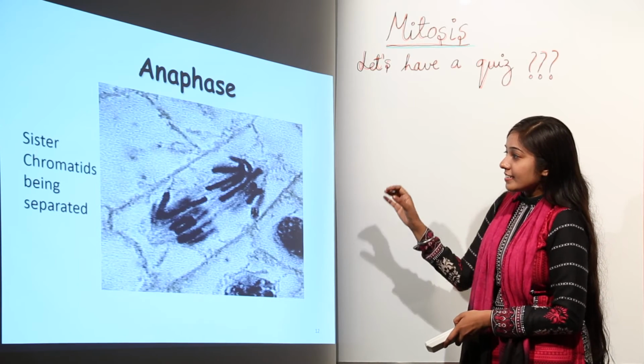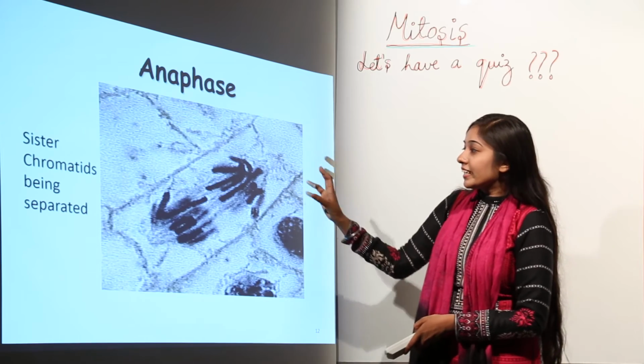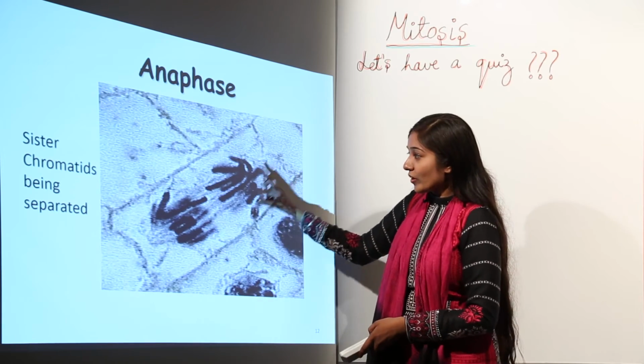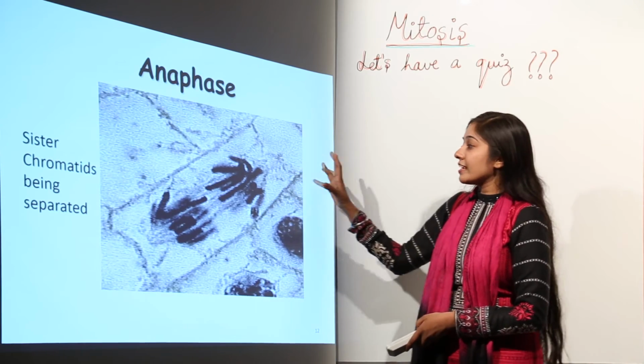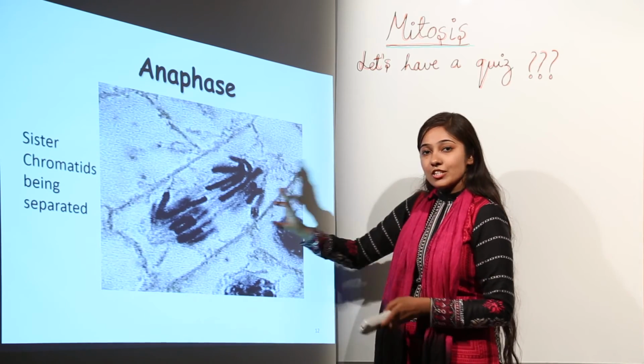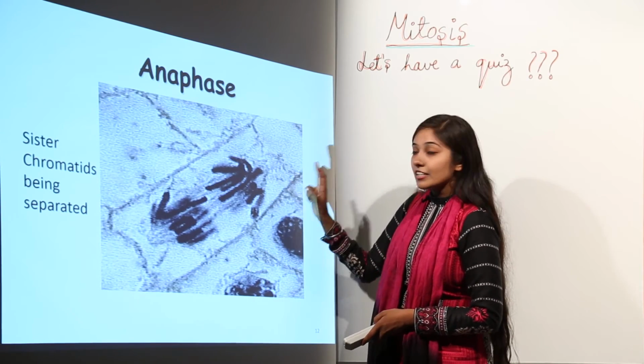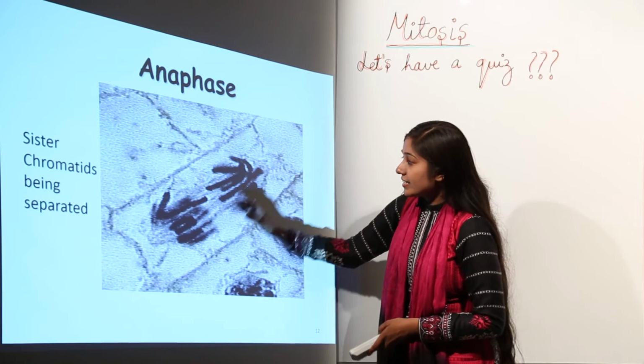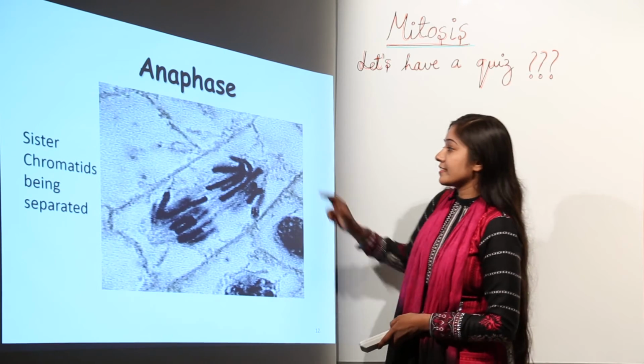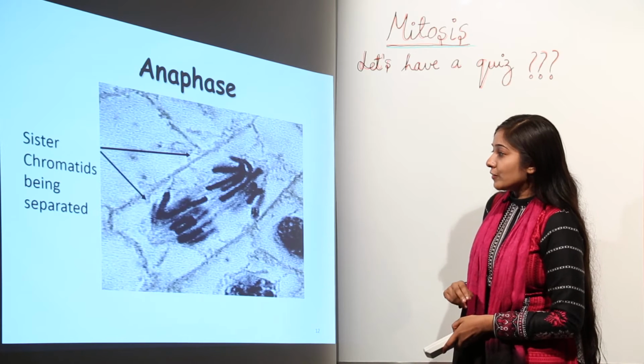Next, you can see this image, sister chromatids being separated. Okay, you all know that during this phase we have already replicated chromosomes, and we have sister chromatids which are being separated, and they are going to reach the poles of the cell. So this is how they look.